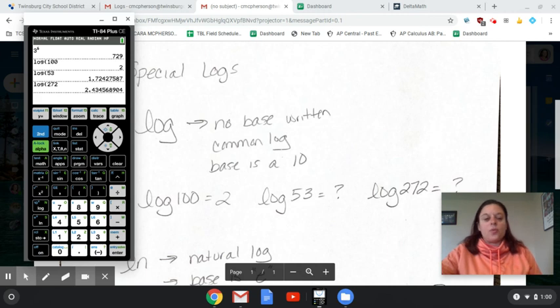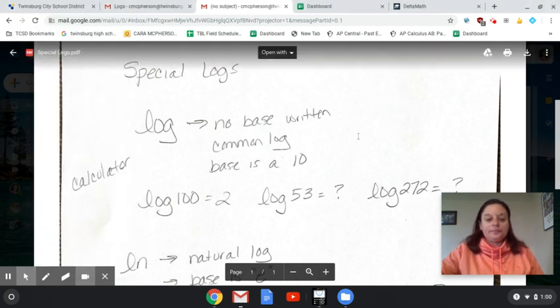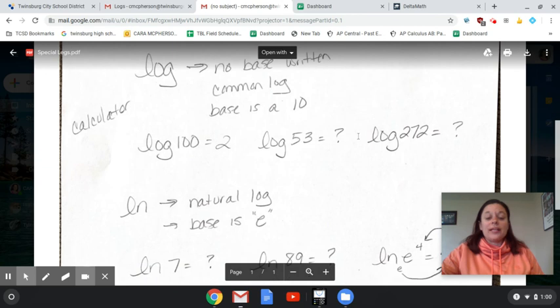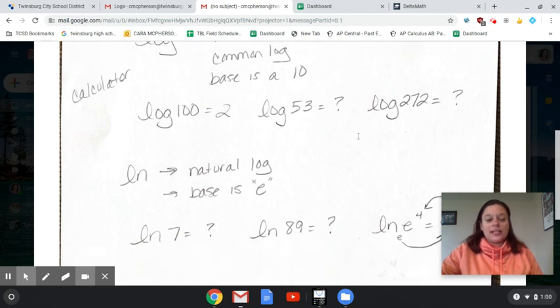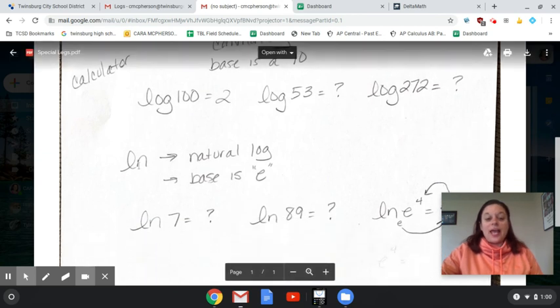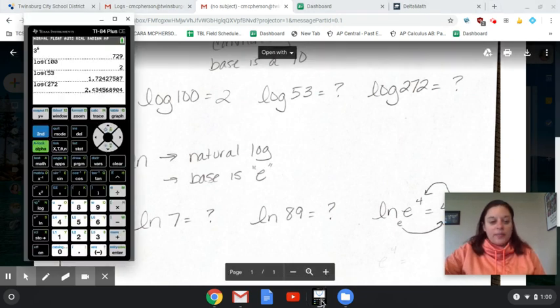The other special log is called natural log, and it's the button that has the L and the N next to it. We've actually hit that button when we were working with e before. So on your calculator, it is the button right underneath the log one, the one that says LN. That's called natural log. It is used a lot in nature applications, which is where it gets its name. Natural log is used a lot in biology classes. For this one, there is no base written there, but the base is understood to be that number e that we just spent a couple days working with. So it has a base of e.